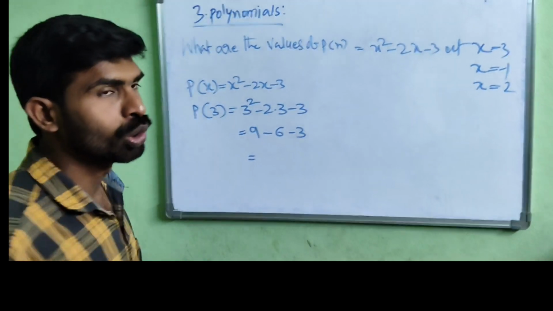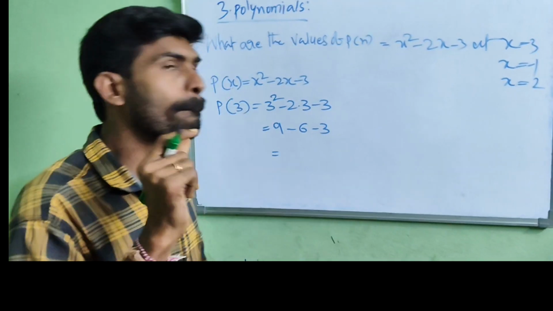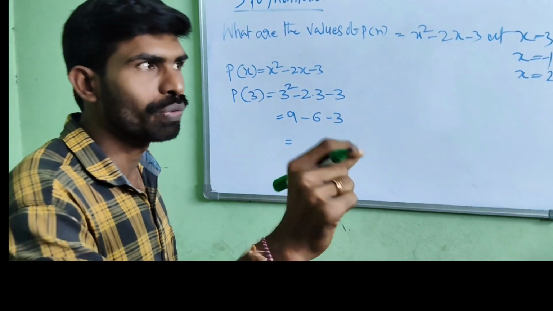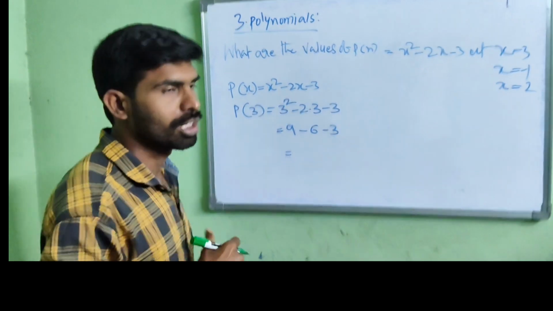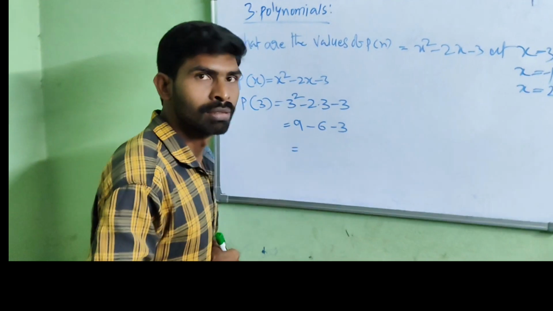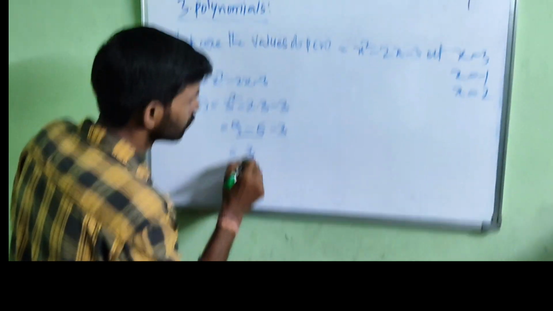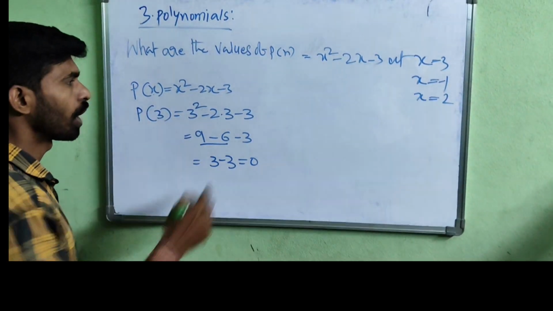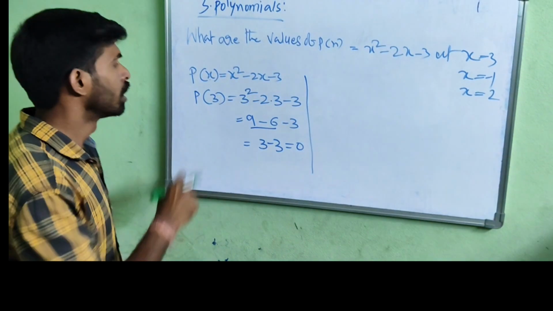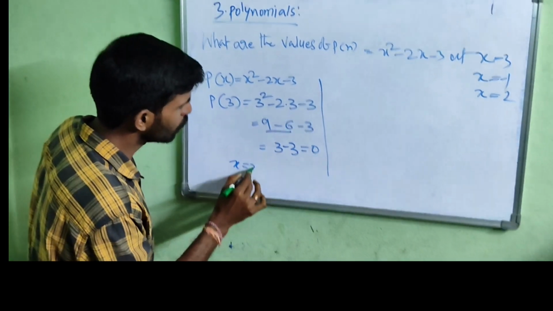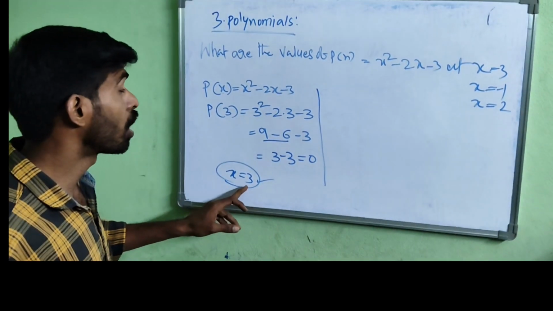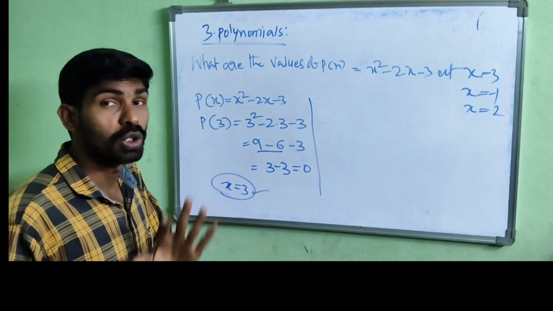I already told you the BODMAS rule. What is the BODMAS rule? First brackets, then division, multiplication, addition and subtraction, which we need to follow while operating these addition, subtraction, division and multiplication processes. Same thing here. You can take 9 minus 6 is 3, 3 minus 3 equal to 0. That means the equation is equal to 0. That means x equal to 3 is a zero of the polynomial, when the equation is equal to 0 only.